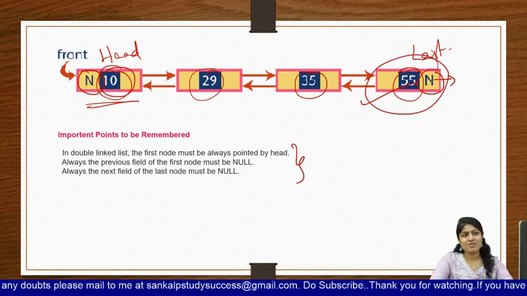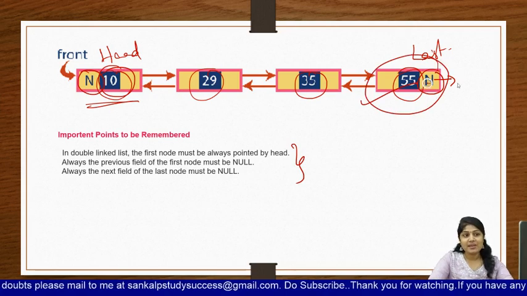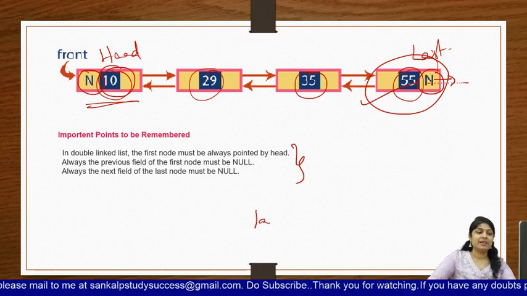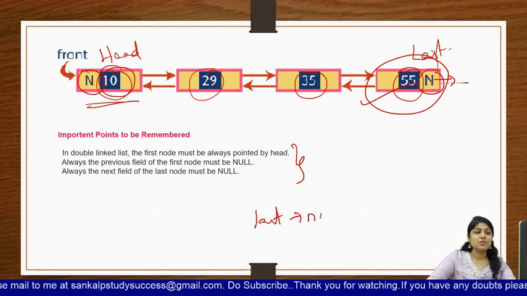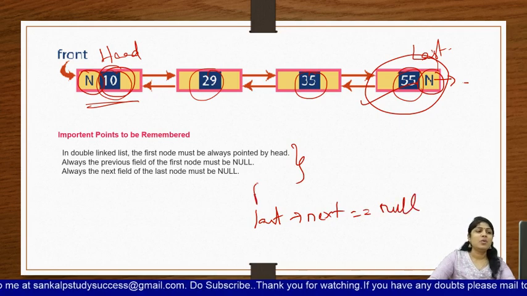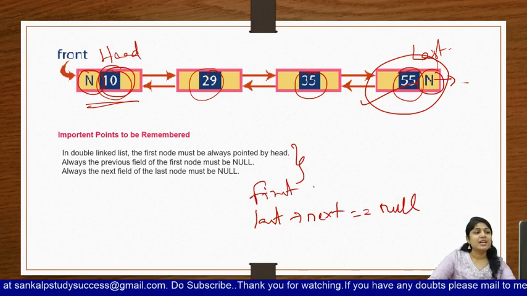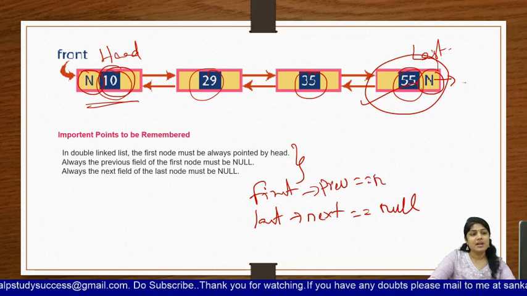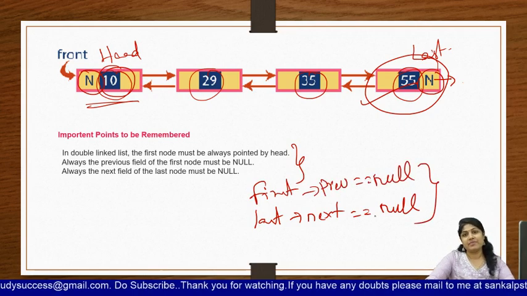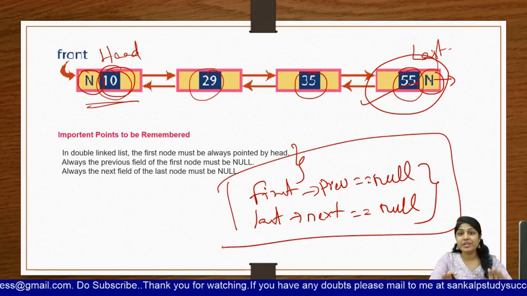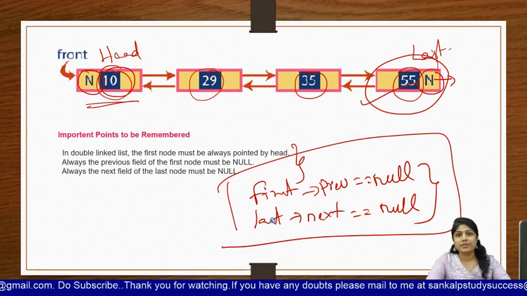Now this is the last node, right? So the last node's next field is null. That means last to next equals null. And the first node, first to previous equals null. We have to assign this. Clear? So these are the important points that you need to remember while writing code.